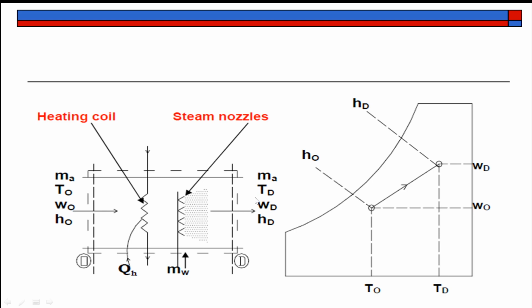So both temperature as well as the moisture content will be added to the air before it leaves the air conditioning system like this. So initially there will be a heating coil in order to bring the temperature to the desired value, and thereafter the steam nozzles will be provided that will adjust the temperature again further along with the moisture content of the air, and that will be delivered from the air conditioning system through the ducts. And OD is a representation of the process on a psychrometric chart.